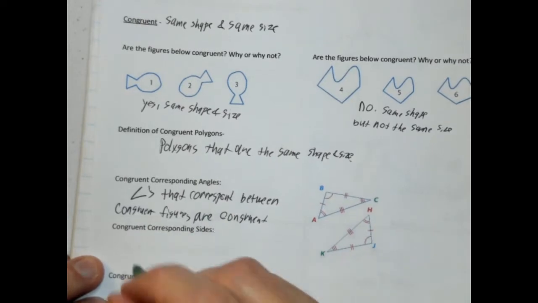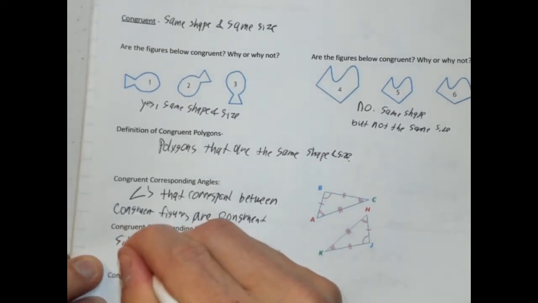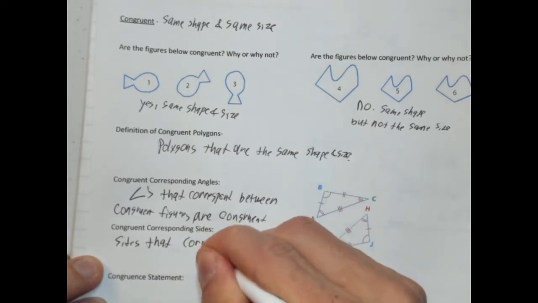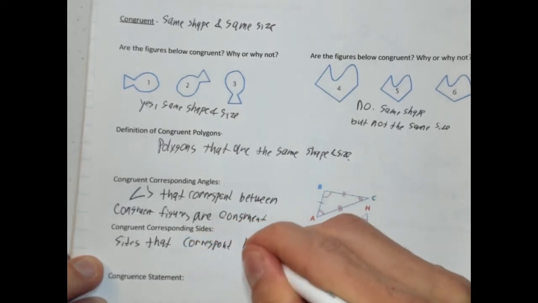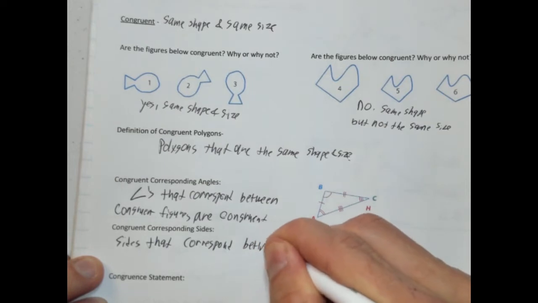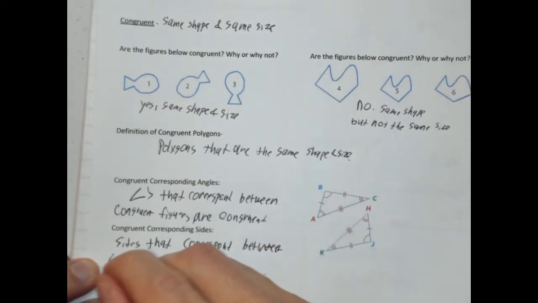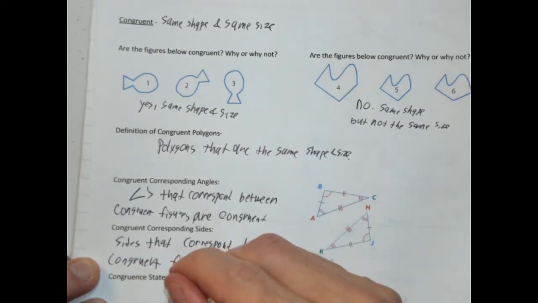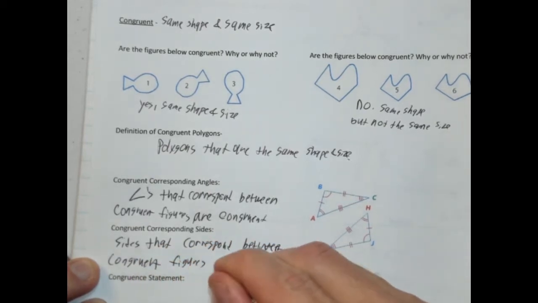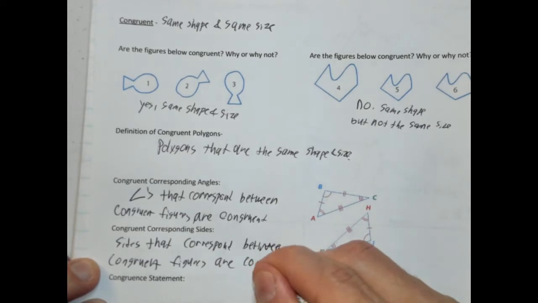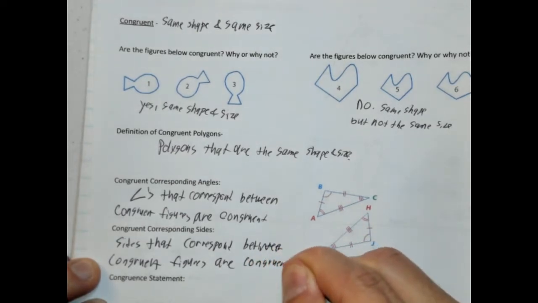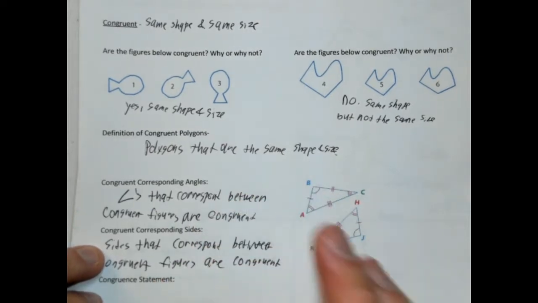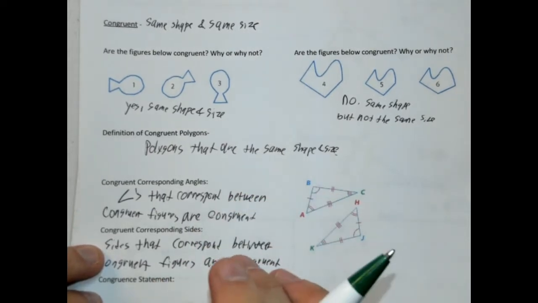Congruent corresponding sides. Sides that correspond between congruent figures are congruent. Now, what does that mean? All that means is that when you have two shapes that are congruent, the corresponding angles and sides themselves will also be congruent to one another.